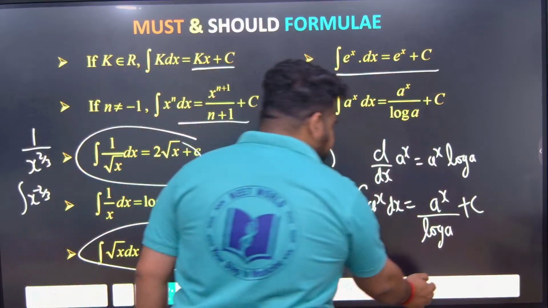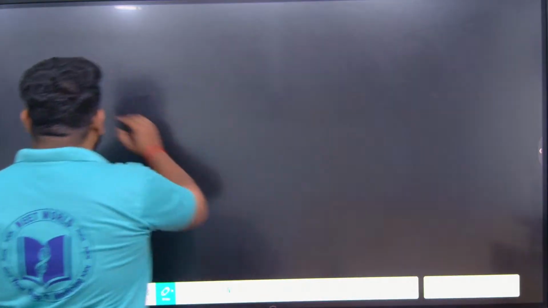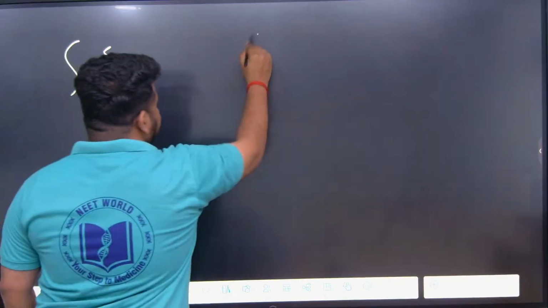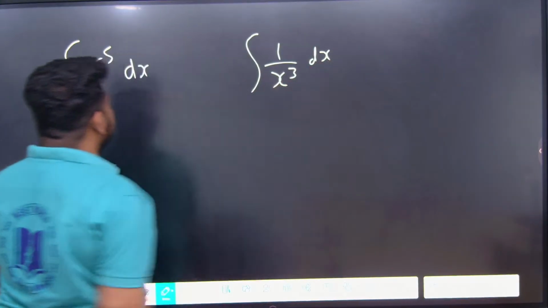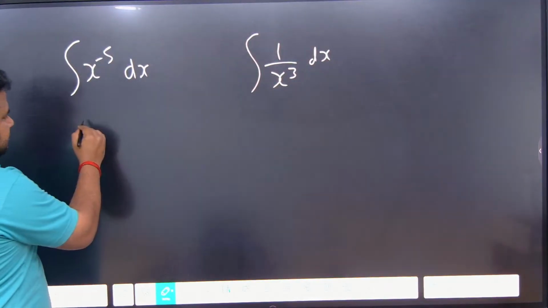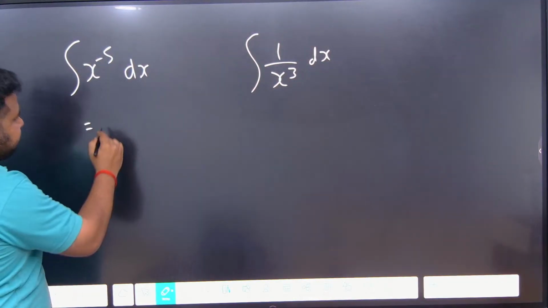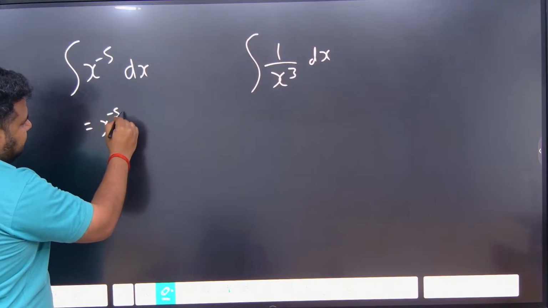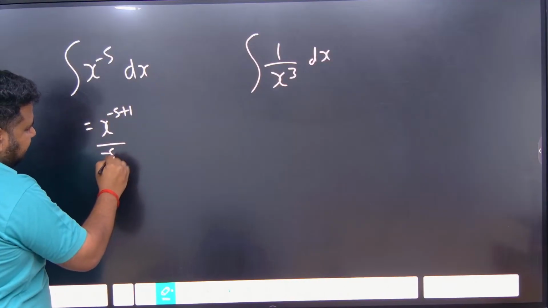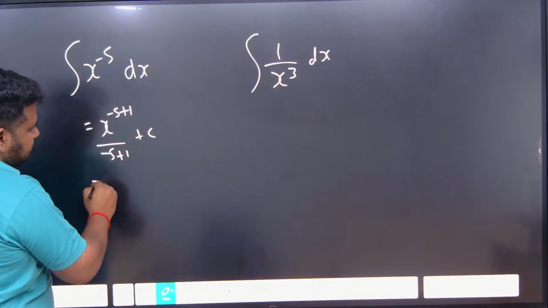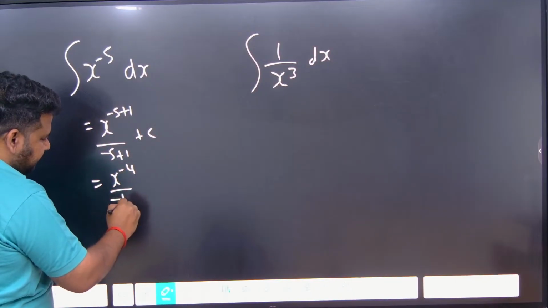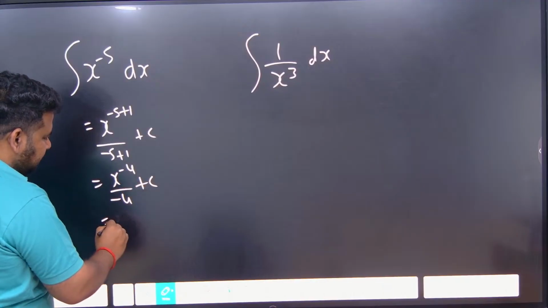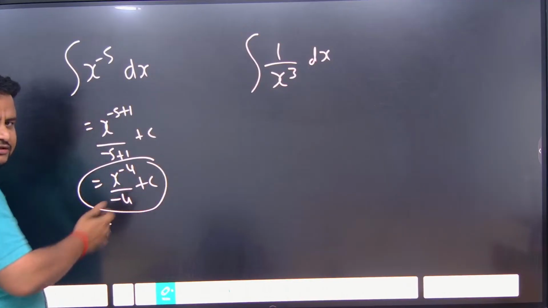Now, some more examples. Suppose we are having negative values. Suppose I want to integrate x to the power of minus 5 dx, or if I am having something like 1 by x to the power of 3 dx. Okay, I want to integrate this x to the power of minus 5. That is nothing but apply the same formula, x to the power of minus 5 plus 1 by minus 5 plus 1 plus c. Minus 5 plus 1 is what? Minus 4. x to the power of minus 4 divided by minus 4 plus c. This is the answer, you can keep it, or further you can simplify.